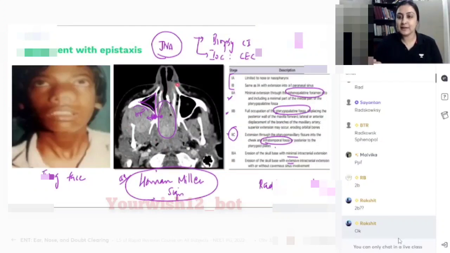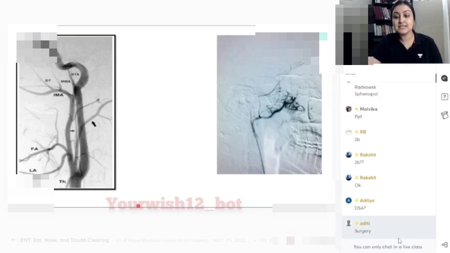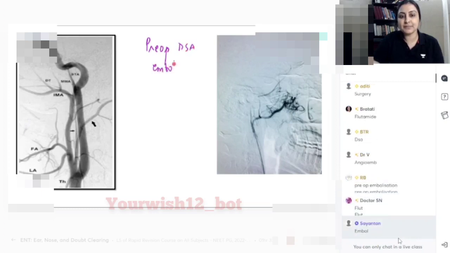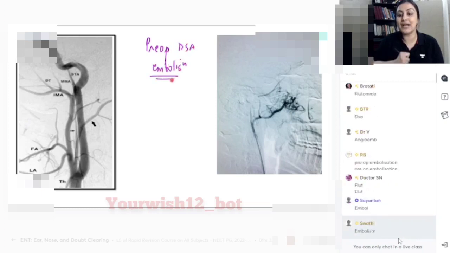So we have learned everything about JNA. How do you manage JNA? Treatment of choice, surgery, right? But is this a vascular tumor? Yes, this bleeds a lot in surgery, right? So before surgery, do we have to do something? Yes, so we do a pre-operative DSA, which is digital subtraction angiography, and embolization.